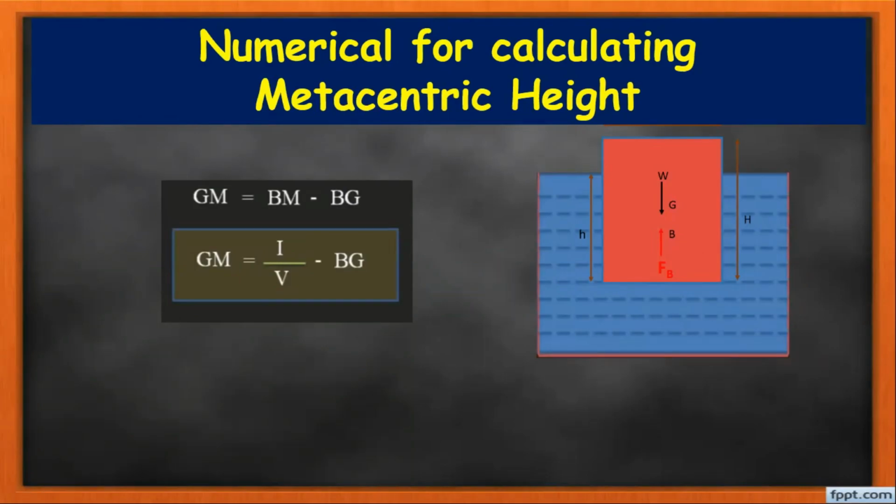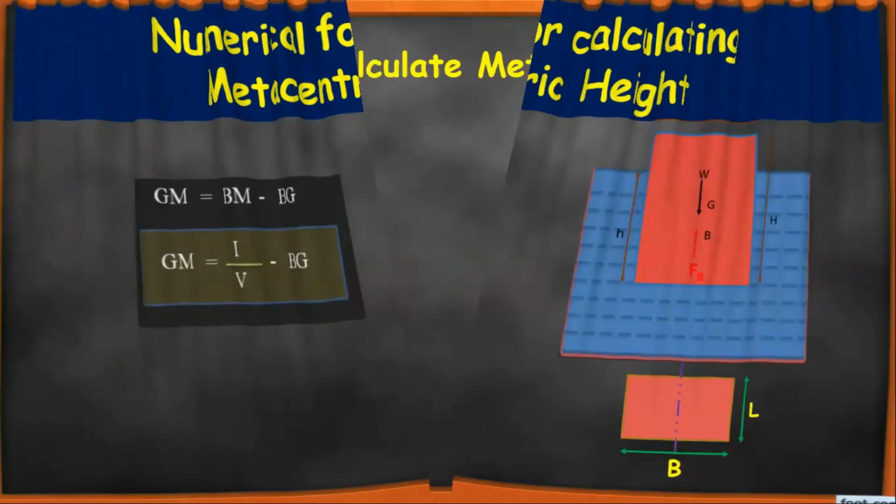For easy understanding and an easy way to solve this numerical, I have divided the procedure into various steps. So I have developed the 5-step method to solve the metacentric height numerical. So let's start with numerical number 1.